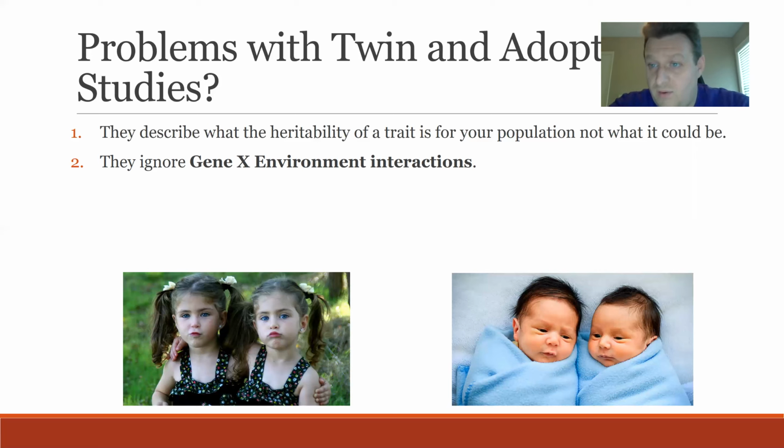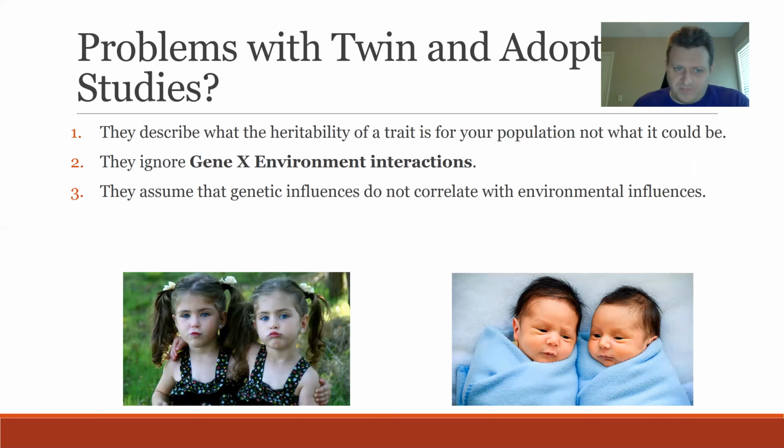But one example here is the diathesis stress model of schizophrenia. In one model of schizophrenia, you need to have a genetic disposition and you need to have some traumatic event in your life. If you have both of those, you develop schizophrenia. If you just have the genetic disposition, you don't develop schizophrenia. If you just have the trauma, you don't develop schizophrenia. You have to have both, all right? Twin studies don't take this kind of interaction into consideration.